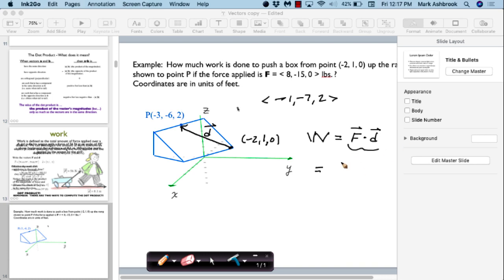Yeah, do the way you did on the worksheet, multiplying components and adding, and then it's a piece of cake, right? Force is 8, -15, 0. Displacement is -1, -7, 2. Is that right? For a total amount of 97 foot-pounds.